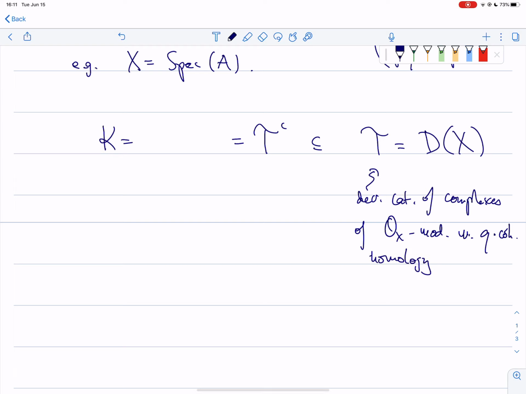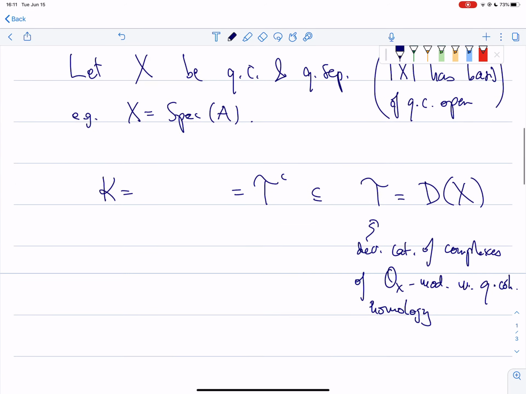And if the scheme is one notch nicer, if it's separated, then this is really the derived category of quasi-coherent OX modules. And the perfect complexes are just obtained by taking the complexes, those that are locally perfect.